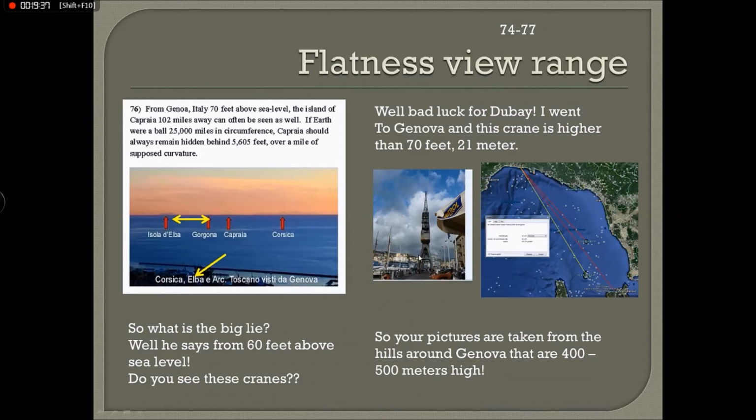I've been in Genova, and this is the harbor, or one of the harbors, and just look at this crane. This crane is higher than 70 feet, which equals 21 meters. Yeah, it is probably 40, maybe even 50 meters high. And what do we see here? We see cranes in the harbor, down there. So I must be rather 500 feet high, or actually 500 meters high probably, on the hills around Genova. This is not taken from 70 feet.